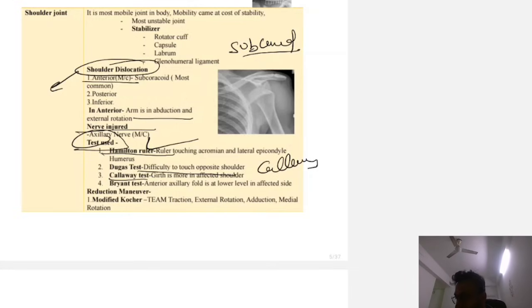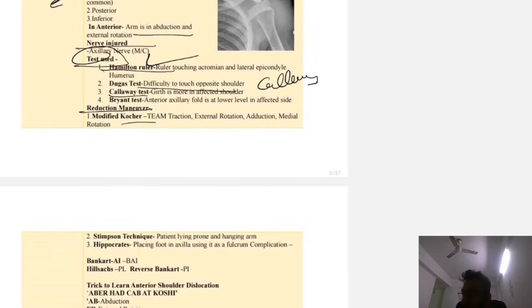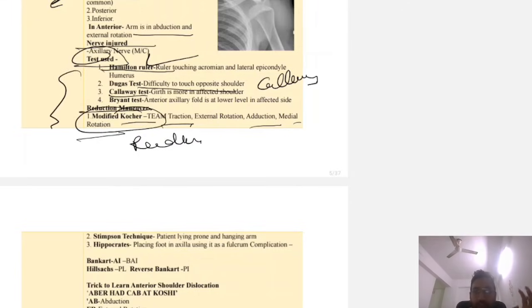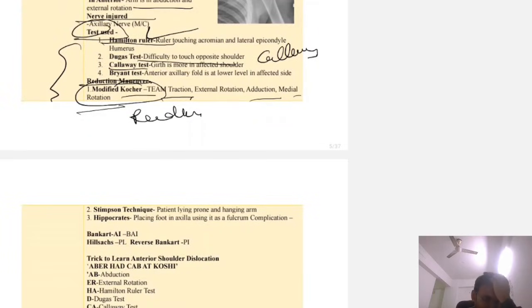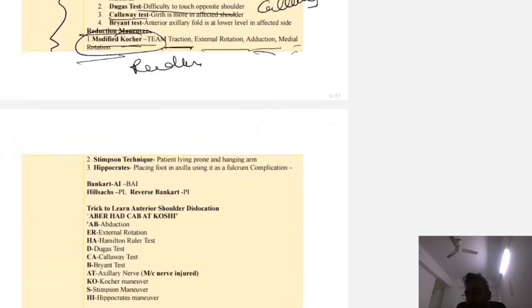Okay. Now there are various reduction maneuvers. So that is modified Kocher. First you have to give traction, then external rotation, then adduction, then medial rotation. Okay. So this is the method to reduce the dislocated shoulder, because now the patient came to you in casualty with anterior shoulder dislocation. Obviously you have to reduce that joint. So what do you have to do? You have to do the modified Kocher maneuver, that is traction, external rotation, adduction and medial rotation.